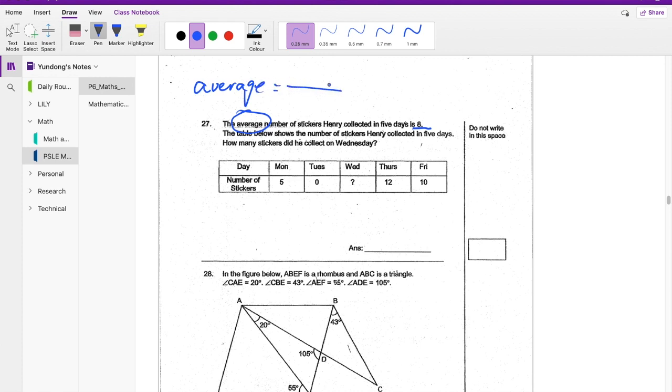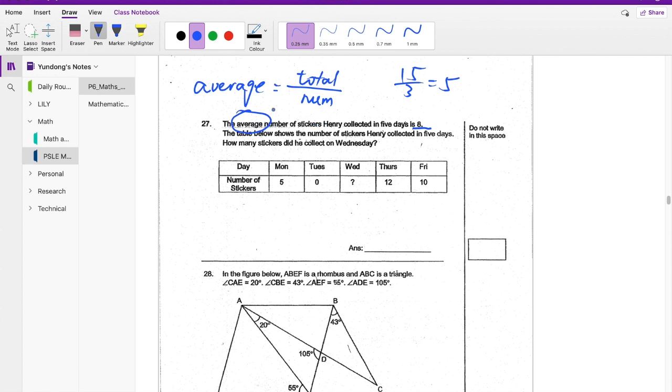Average means total divided by the number, right? For example, I have 3 scores, right? In total, I have 15 scores. Then the average would be the 15 score divided by 3, which is 5 score, right?